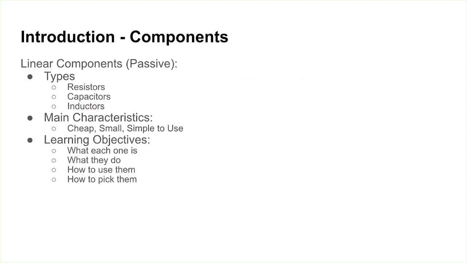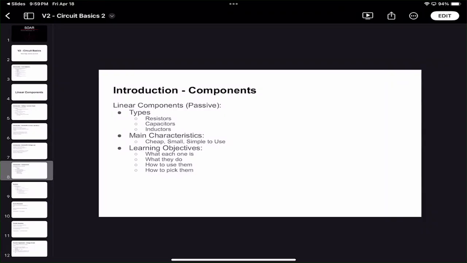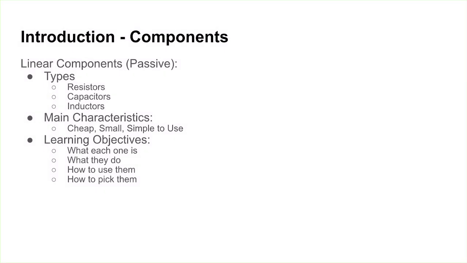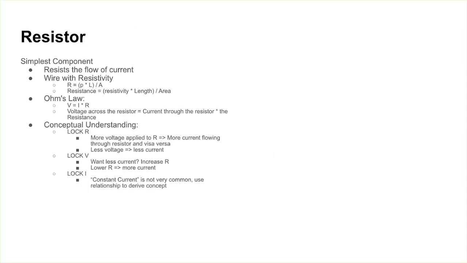So the two we'll talk about in this video are resistors, and that's the symbol for a resistor, and the capacitor. The learning objectives for this video are what each one is, what they do, most importantly how to use them, and we might go in a little on how you would pick one when you're designing something.